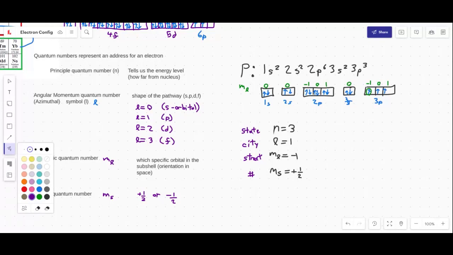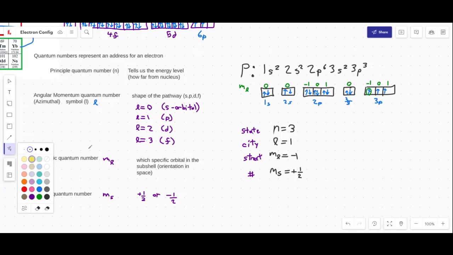And so that's basically what these quantum numbers are. They're an address for an electron. They show you where the electron is. So the state is just the general energy level. The city tells you what region it can be found. In this case, it's going to be one of the p orbitals, and the street, which specific p orbital, and then the number, what specific spin it is going to have in that specific p orbital. Does that help? Yeah, I think that makes sense to me.